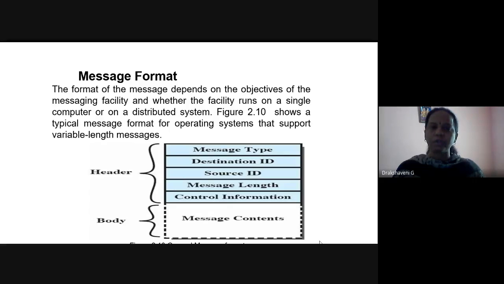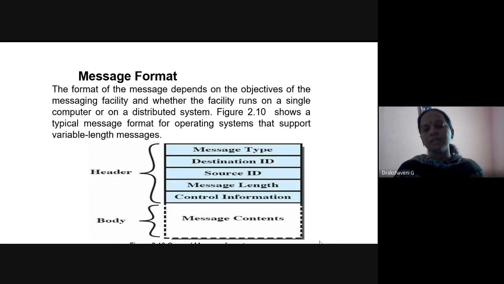So, message format. The format of the message depends on the objective of the message facility and whether the facility runs on a single computer or on a distributed system. This is a general format that you can use for a single computer or for distributed systems also. The figure below explains a general message format, showing the typical message format for an operating system that supports variable length messages. What do we mean by variable length message?